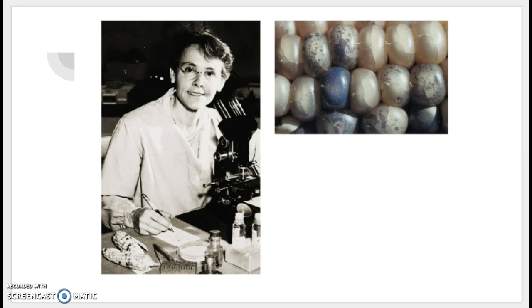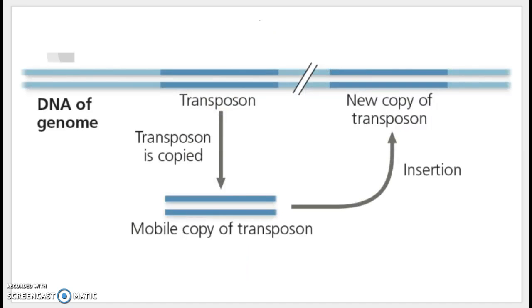Movement of transposons and retrotransposons. The first type of transposable element is transposons, which move by either a cut and paste mechanism, where the elements are removed from the original site, or a copy and paste mechanism, which leaves a copy behind. The enzyme transposase aids the process.